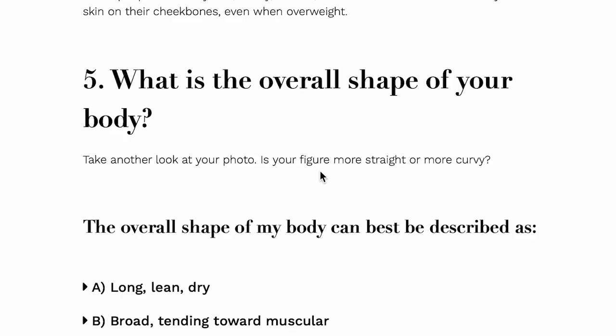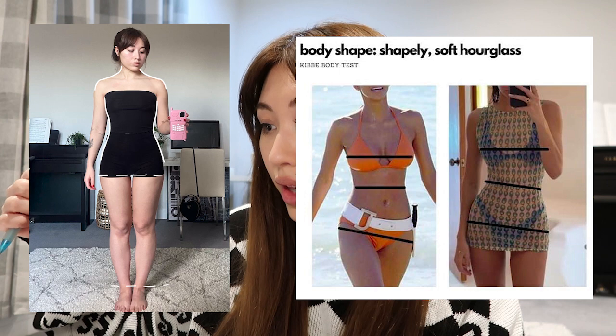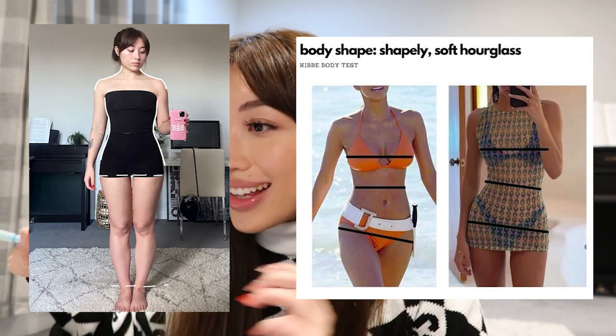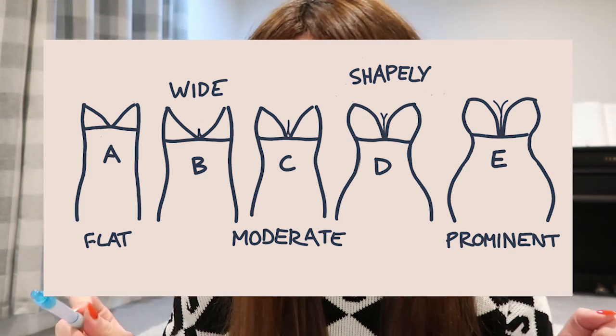Right, so anyway, what is the overall shape of your body? I don't know, it's really hard to judge yourself on this, but then again, I never really look at people's bodies in this way. So yeah, we'll go with delicate hourglass. 5D. What shape is your bust line or upper torso? Compared to my body, I would say I'm moderate even, so that is probably a 6C for me.